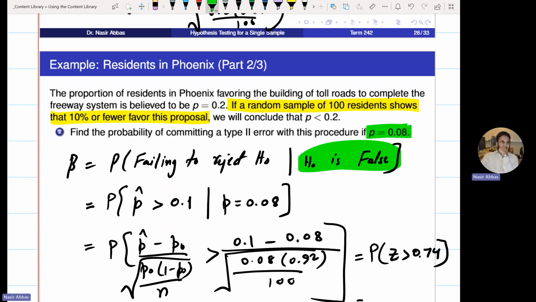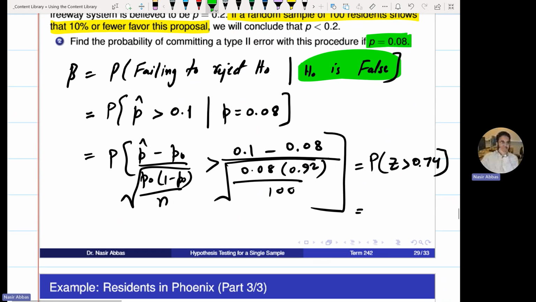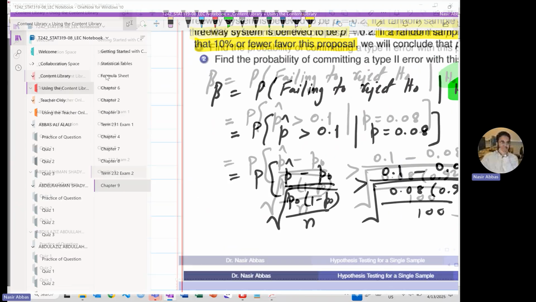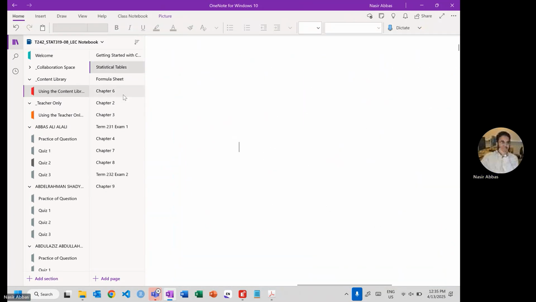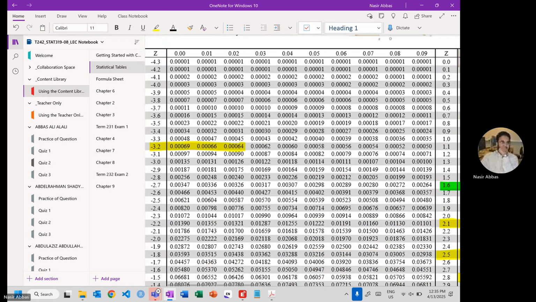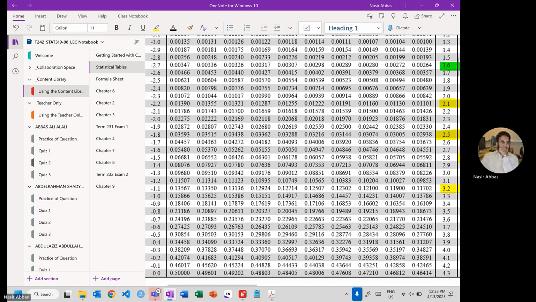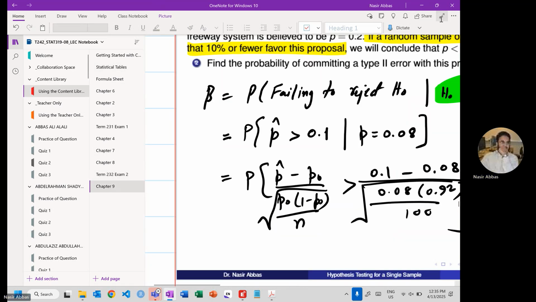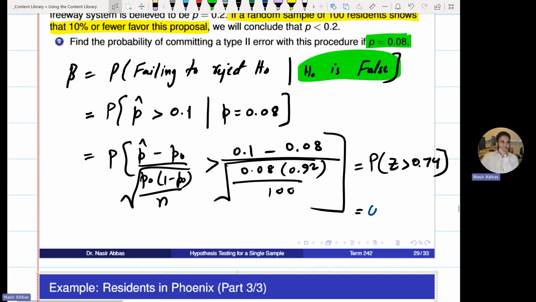Now in exam, if I give you that, can someone give me the final answer of this one? More than 0.74. Okay, I will use the symmetry. Zero, 1, 2, 3, 4, 0.22965. If I change the question from 8% to 15%, what happens to probability of type 2 error?